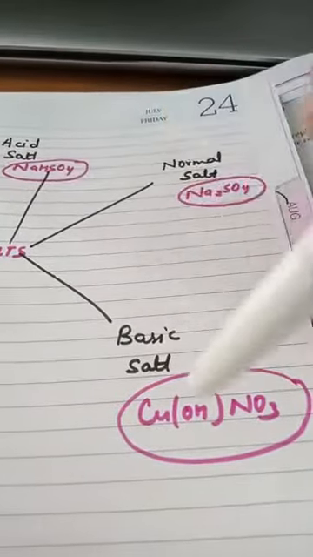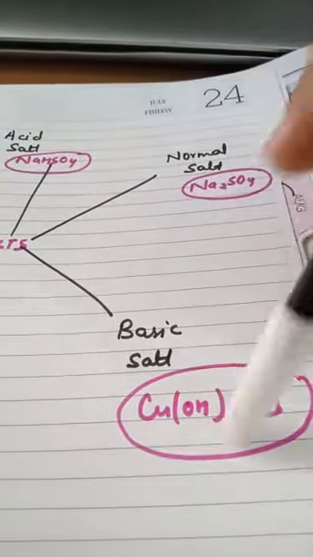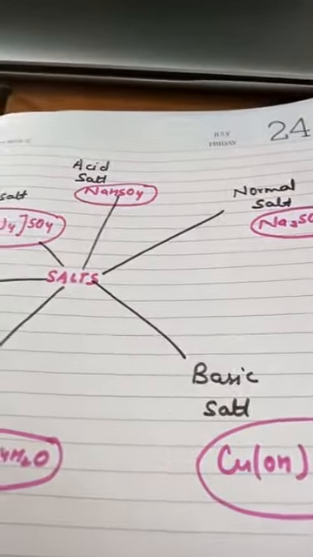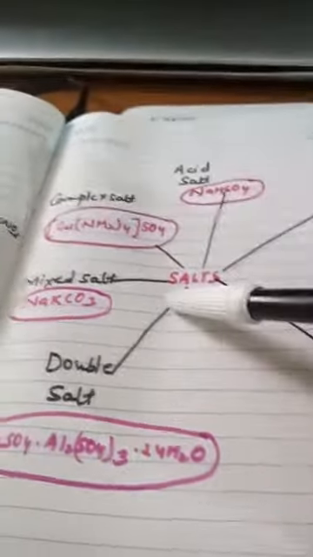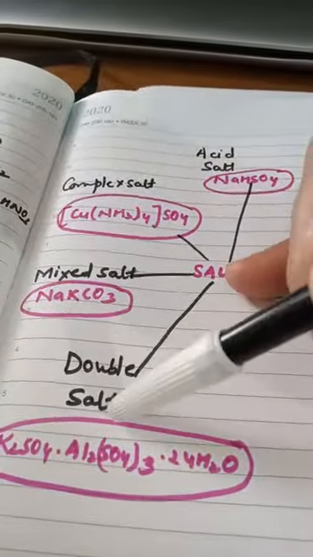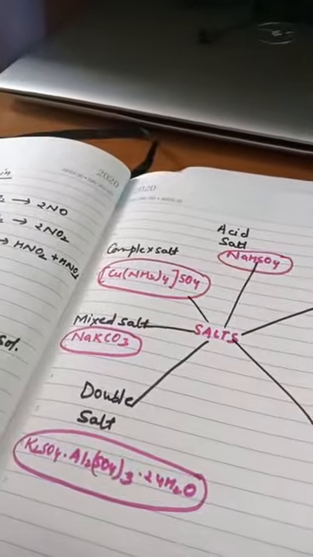So normal salt, acidic salt and basic salt. You have to learn these three type of salts with examples. What are they and what are their examples? This should be very clear to you. Now this is given only for the reference. These three: double salts, mixed salts and complex salts. At least you learn examples of these.